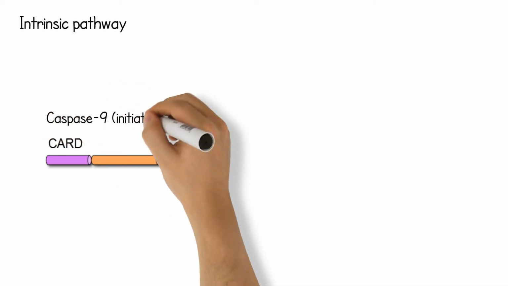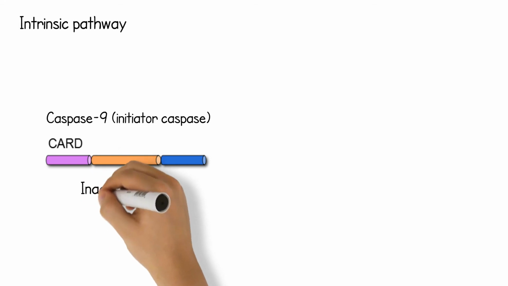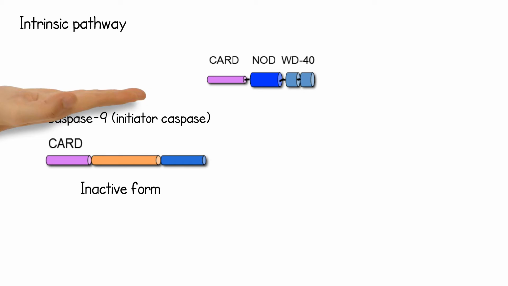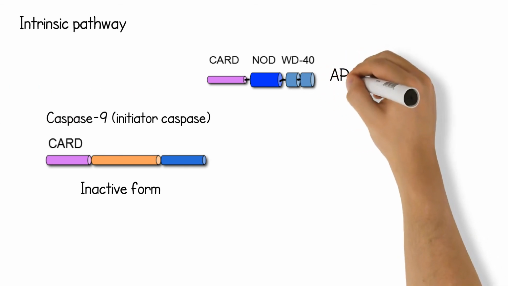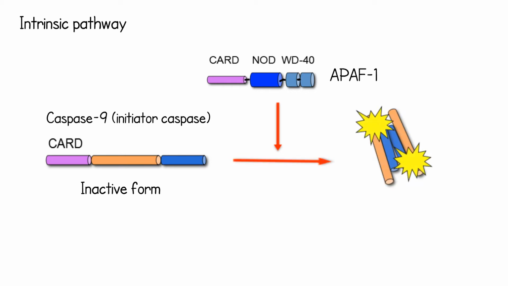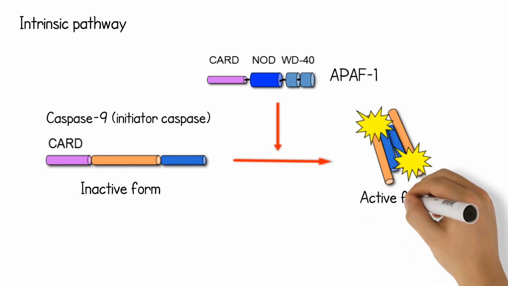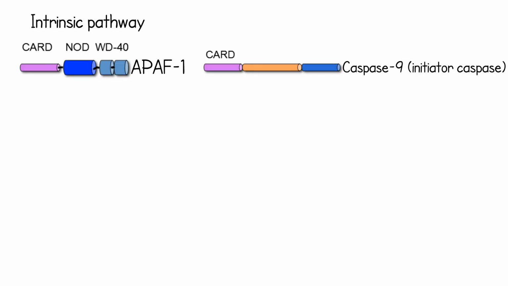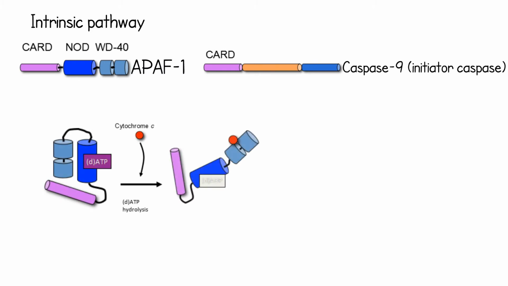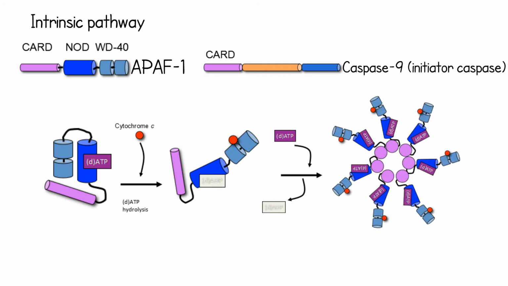Caspase-9 is a kind of initiator caspase, which induces the intrinsic pathway of apoptosis. With the help of Apaf1, which is an adapter protein, caspase-9 can be induced into a dimer and cleave itself into an active form. More specifically, the intrinsic pathway of apoptosis initiates when Apaf1, an adapter protein, is induced to oligomerize into a heptamer by cytochrome C.